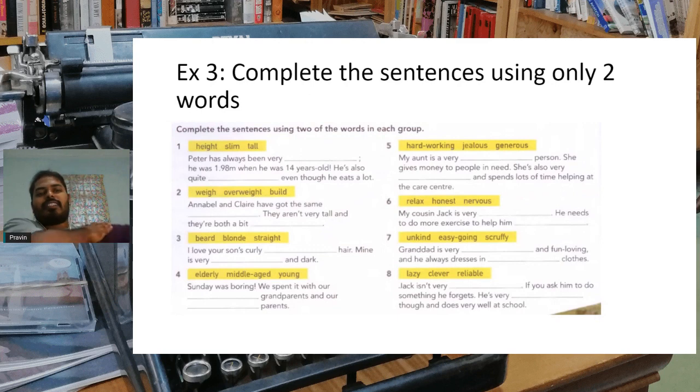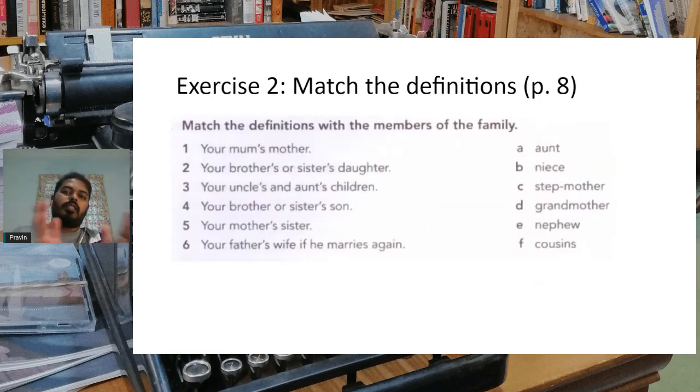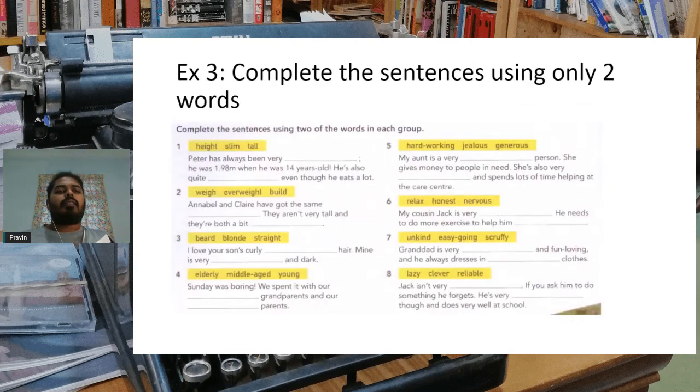Okay, we are going to do exercise 3. This one later on, I'm going to send the slides to you. So if you don't have your textbook, do not worry. You can always look at this, you settle already your problem. Exercise 3. Complete the sentences using only 2 words. You need to read this and then you need to find the answer.